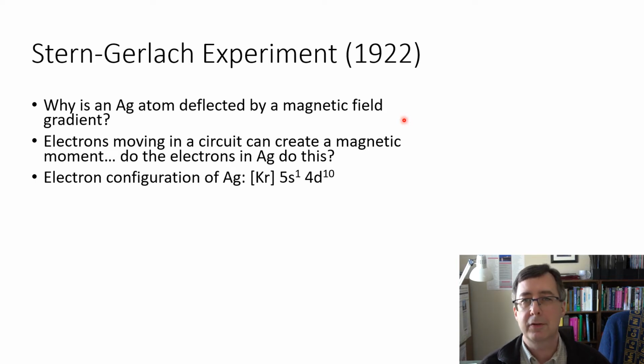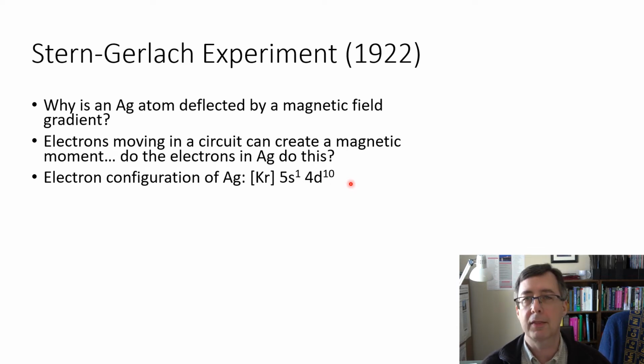Well, let's think about the electron configuration of silver atom. It's got a krypton core, and then it's 5s1, 4d10. Remember, this is one of those exceptions where to fill a d subshell, we actually steal one of the electrons that normally would have gone into an s orbital. And so it's 5s1 4d10 because of the extra stability of the d subshell.